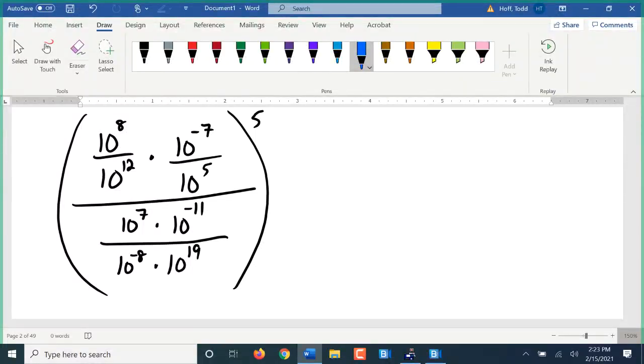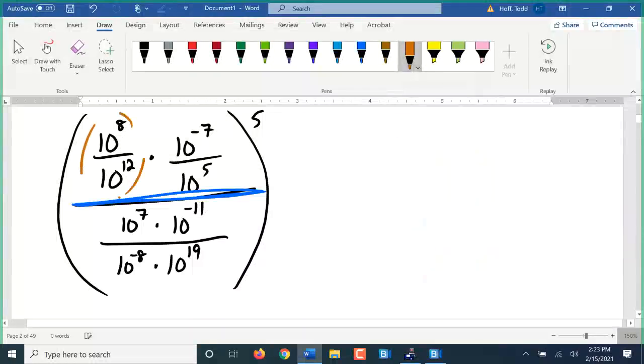Once again, we have these parentheses, so we're starting inside there. Inside those parentheses, we have another enclosing symbol, this fraction bar. Let's do everything on top first. On top, we have two divisions to do. We have 10 to the 8th divided by 10 to the 12th. They have the same base, they're both 10, so we can subtract.